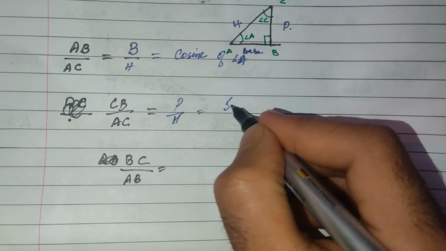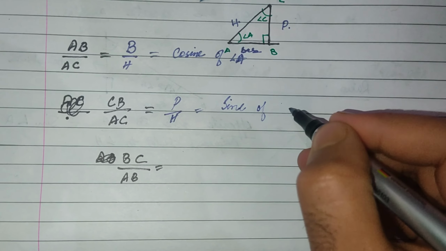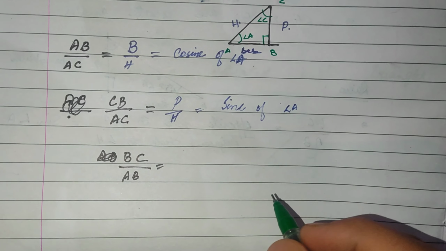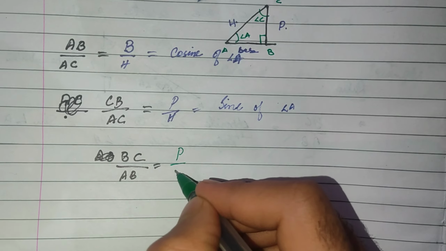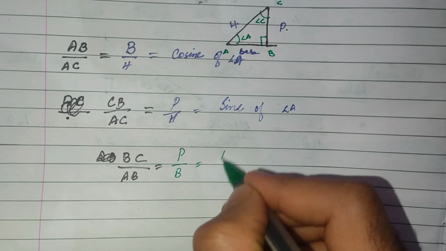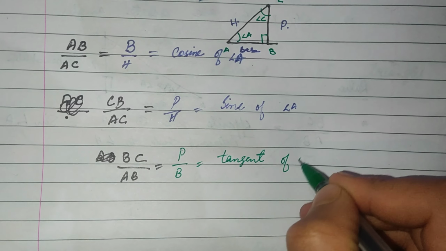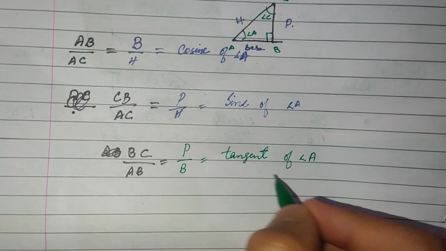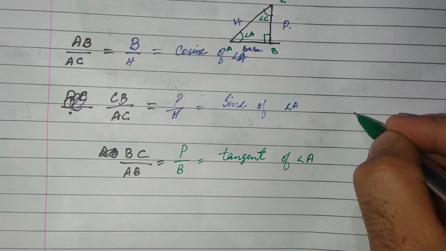is sine of angle A. And another, it is BC perpendicular divided by base, which is tangent of angle A. This is tangent, the same as tan of theta.